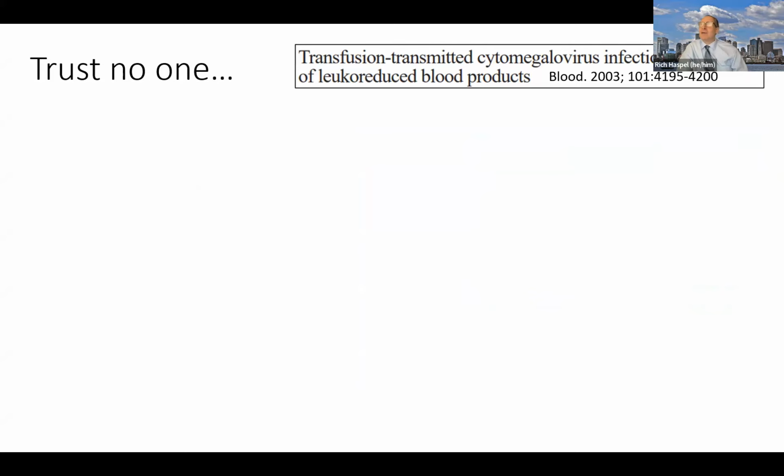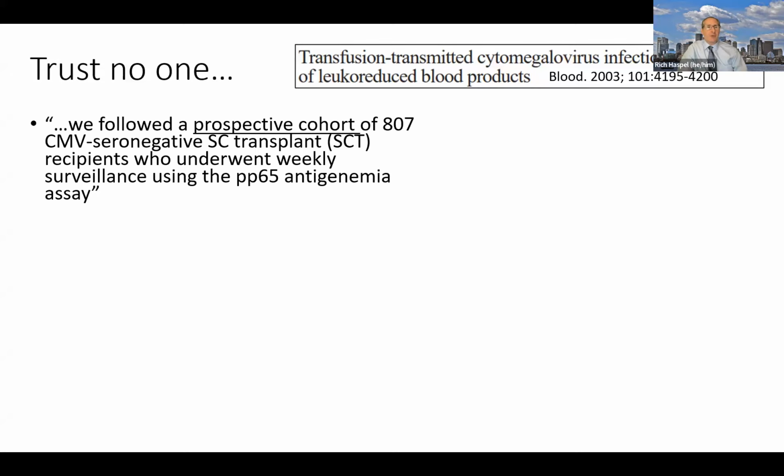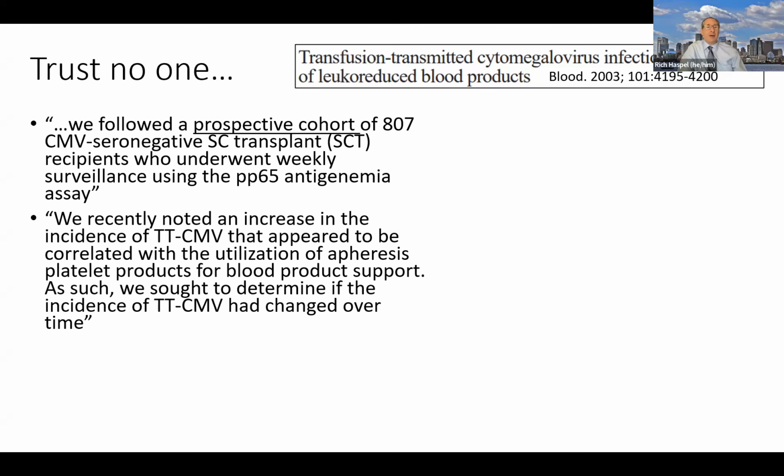Okay, related to trusting no one and reading things carefully, this was a paper published in 2003 about CMV and using leukoreduction to prevent it. So you read the abstract: we followed a prospective cohort of 807 CMV seronegative stem cell transplant recipients who underwent CMV testing. Oh, a prospective cohort. That's nice. But then you look at the next paragraph: we recently noted an increase in the incidence of transfusion-transmitted CMV that appeared to be correlated with the utilization of apheresis platelet products. As such, we thought to determine if the incidence of transfusion-transmitted CMV had changed over time.